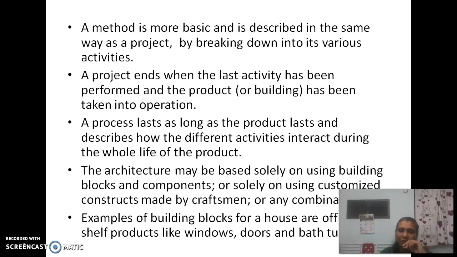Examples of building blocks for a house are off-the-shelf products like windows, doors, and bathtubs. We don't sit and manufacture windows then and there. We don't sit and manufacture doors or bathtubs then and there. When the house has been constructed, we go for buying bathtubs, or doors, or windows, so that we can directly take them and fix them into the house. So that is where we are not developing the windows and doors or bathtubs from scratch, but we are using off-the-shelf components.